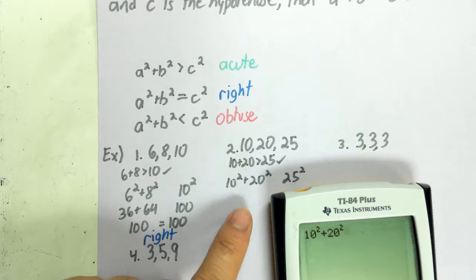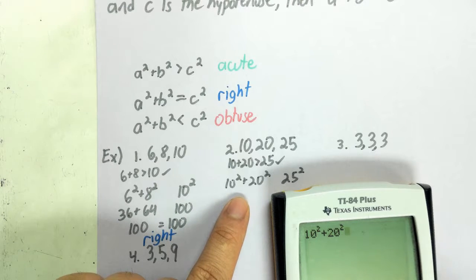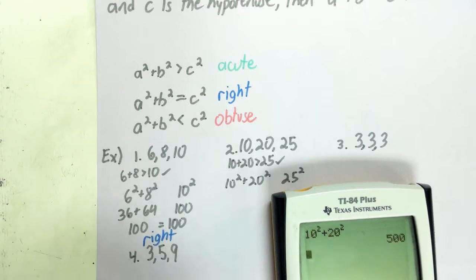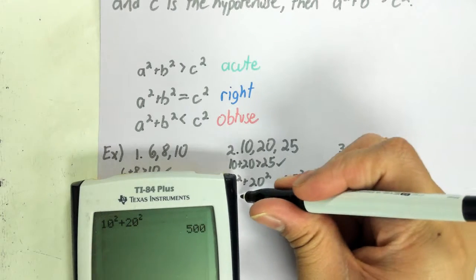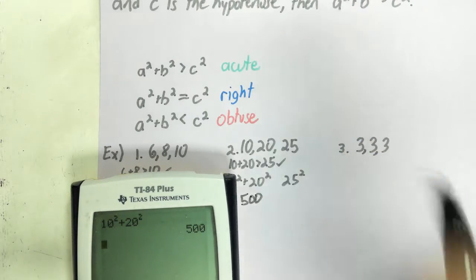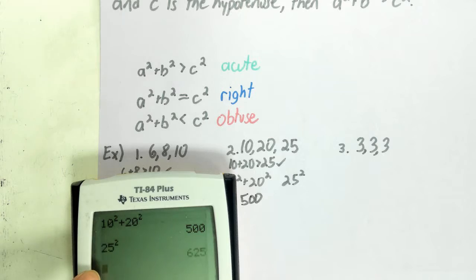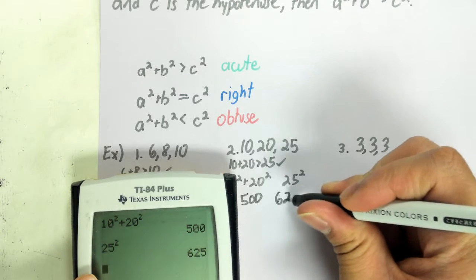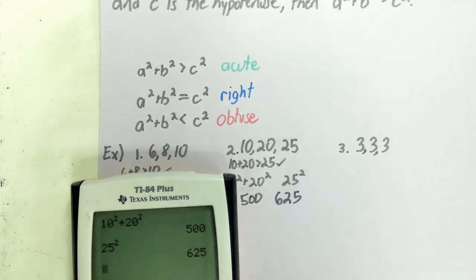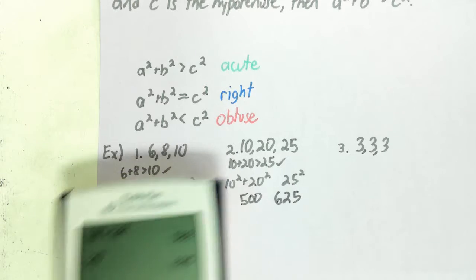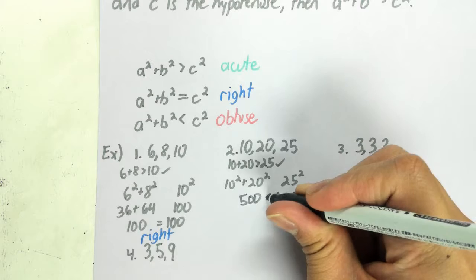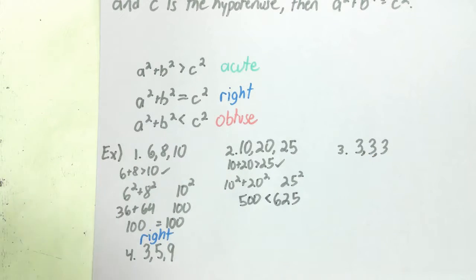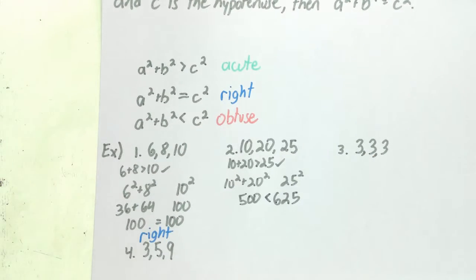The left side, a squared plus b squared, you can type all in one line on the calculator right here. So that tells me that's 500. And we are comparing that with 25 squared, 625. So in this case, c squared is greater than a squared plus b squared, which according to our rules makes it obtuse.